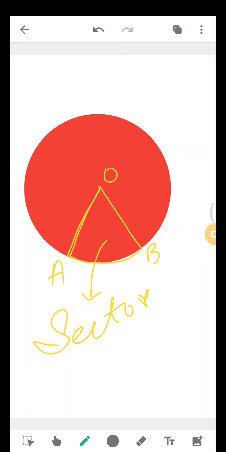OA and OB are 2 radii. Radii is plural of radius. How many radii can we have in a circle? We can have infinite radii, isn't it? So this part of circle is called sector.